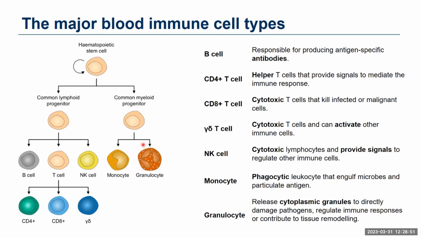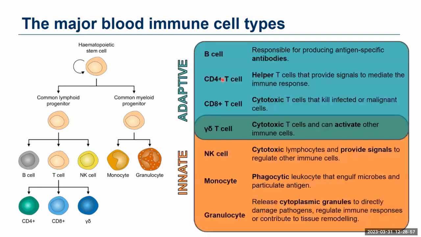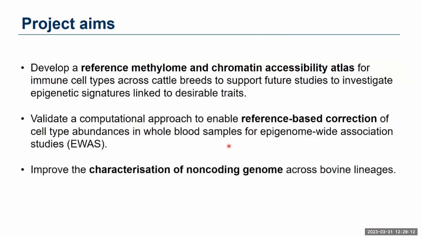So all these different subsets have different functions within the immune response. And so B cells, CD4 T cells, and CD8 T cells are all involved in the adaptive immune response, while NK cells, monocytes, and granulocytes are all part of the innate immune response. And then there's also the gamma delta T cells that bridge these two systems. And so that then brings me on to the aims of the project.